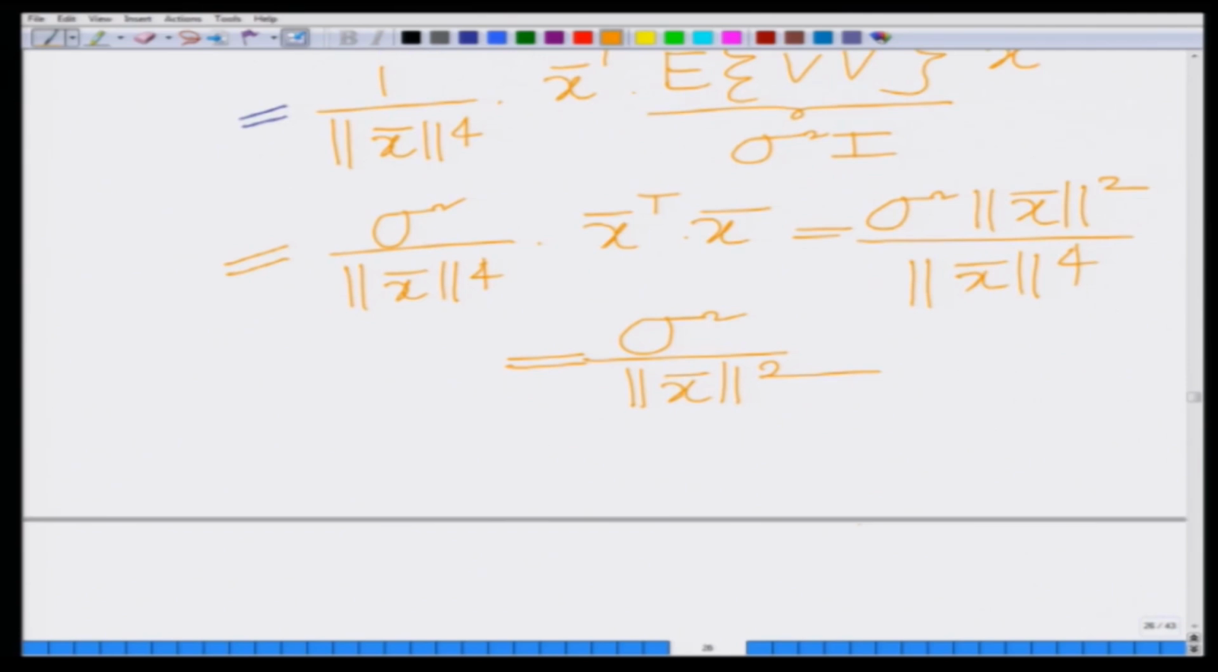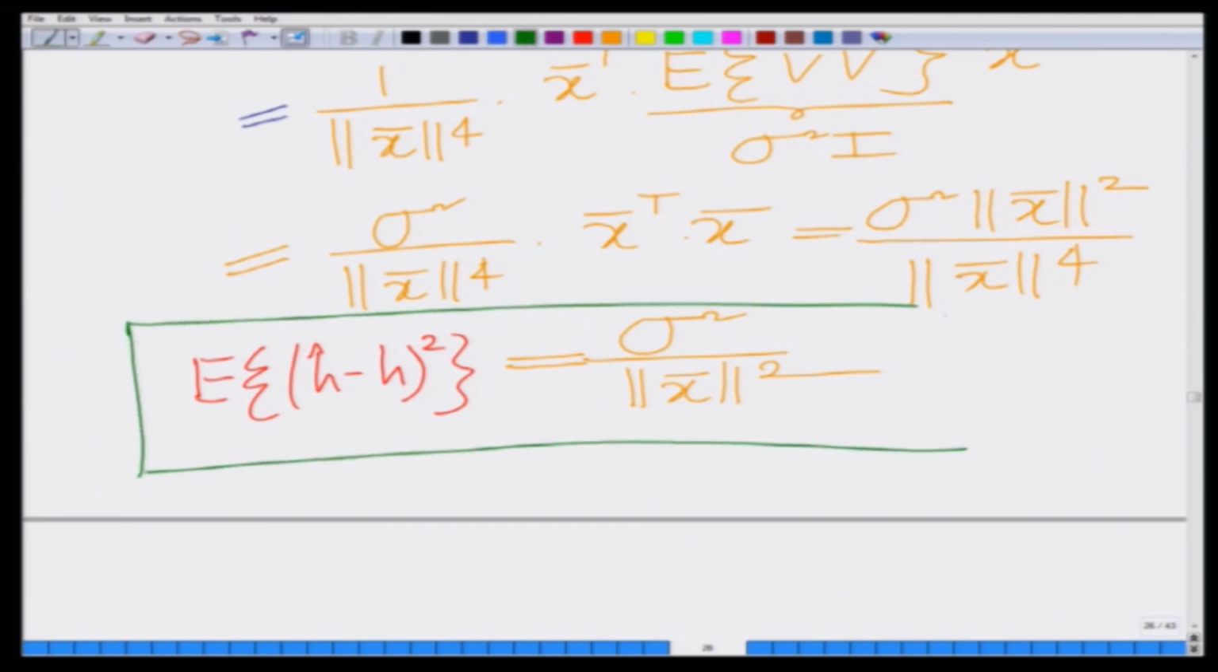Therefore, we have an interesting expression for the variance, that is, the expected value of H hat minus H whole square is basically your sigma square divided by norm x bar square. So, we have derived the expression for the variance of the estimate. We have shown that the variance of the maximum likelihood estimate of the channel coefficient is sigma square divided by norm x bar square, where x bar is the pilot vector.